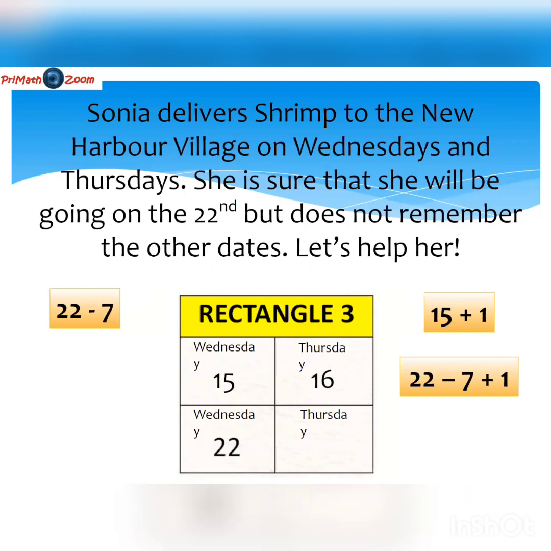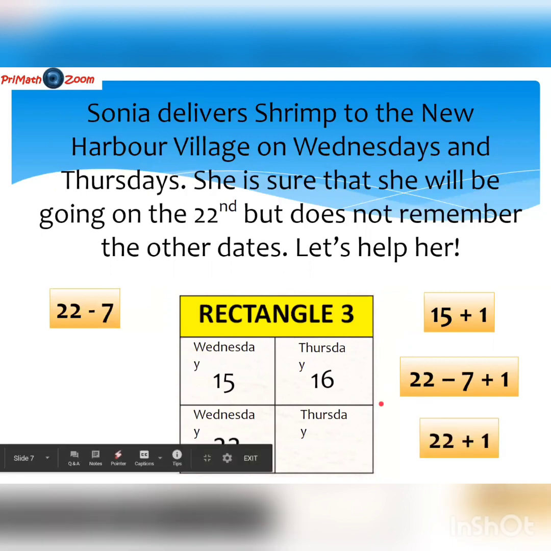Then we need to find out about Thursday. Yes, we could simply just add 1 to the Wednesday to get Thursday's date. And that will give us 23rd.